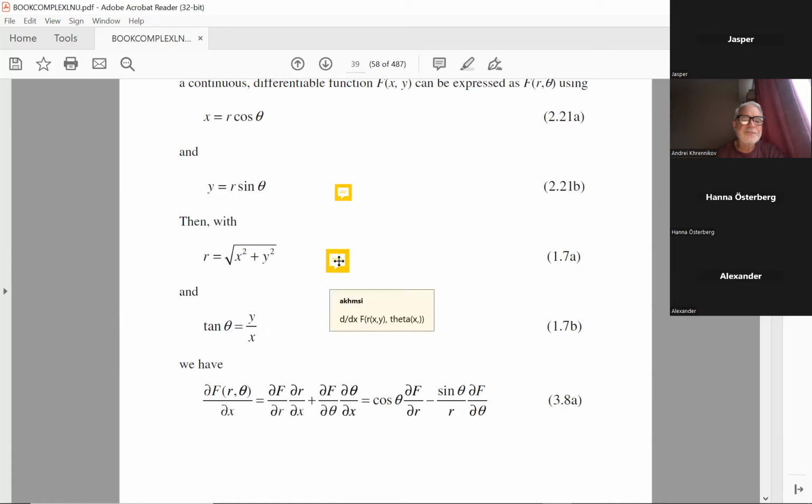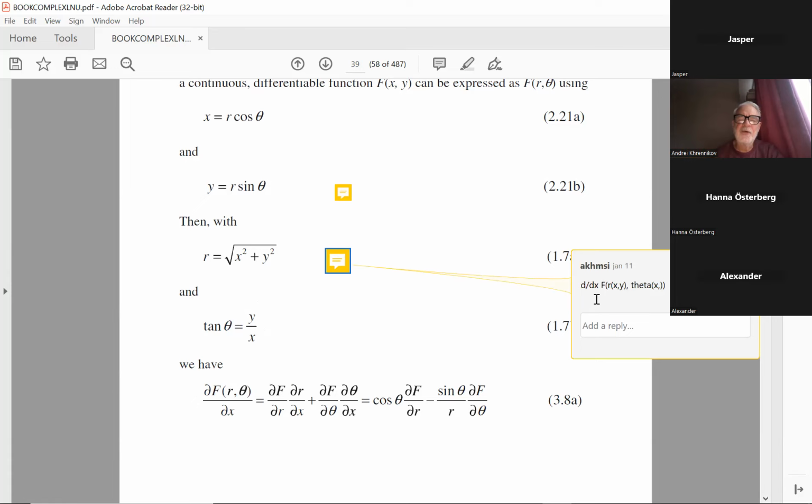First of all, we use the formula for calculating the derivative of a composition of functions. So f, and into f we put r as a function of x and y, and theta, which is also a function of x and y. Then we start to calculate first dF/dr with respect to radius, and then the derivative of radius with respect to x, the derivative of F with respect to the second function, theta, and the derivative of theta with respect to x. For example, they claim that the derivative of radius with respect to x is equal to cosine theta.